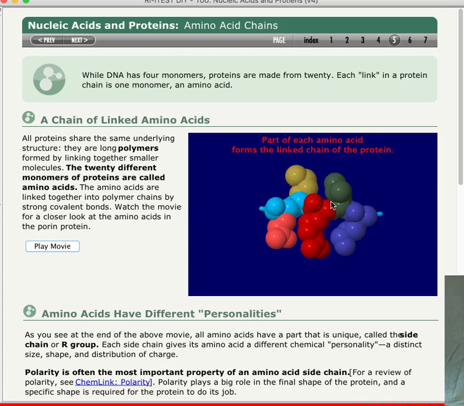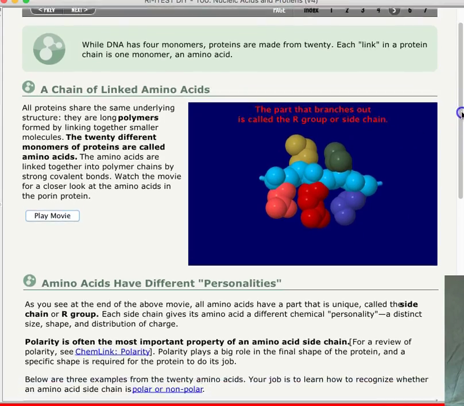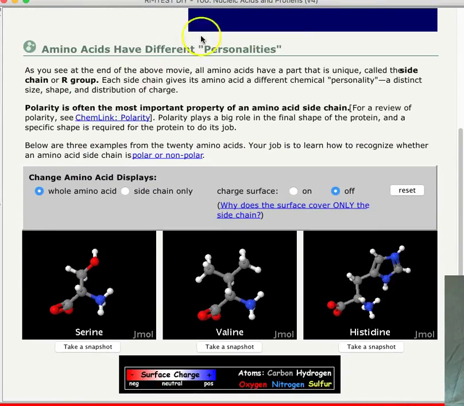They stick together, and the part that's the same on every amino acid is colored blue. The part that branches out here is called the R group, or side chain, and you need to know that for question 5. The thing that's different in amino acids is the R group, the chain that sticks out. That gives amino acids their different personalities, and helps proteins bond into different shapes. They can make bonds, or they just have associations because they're charged.